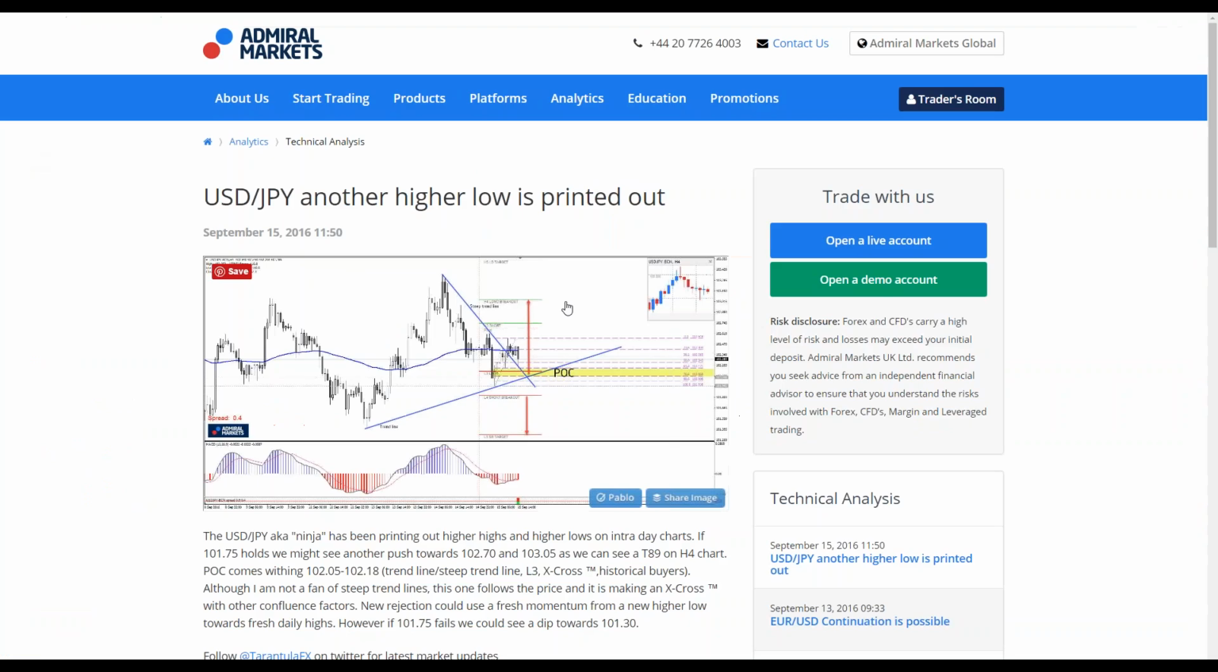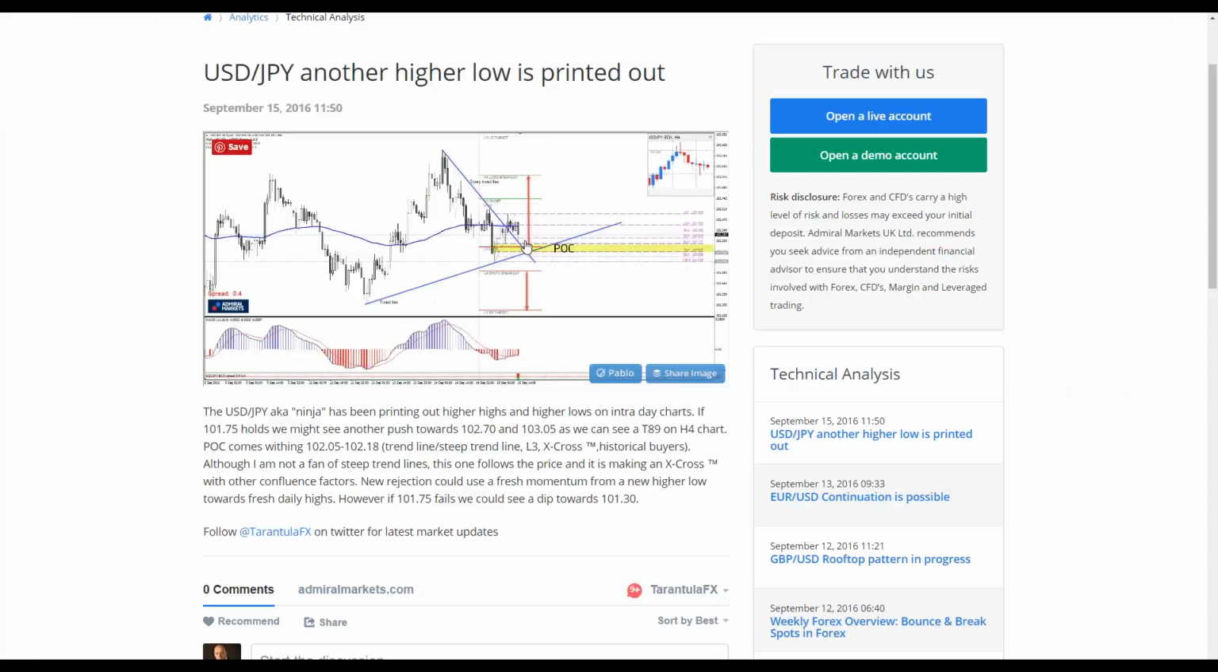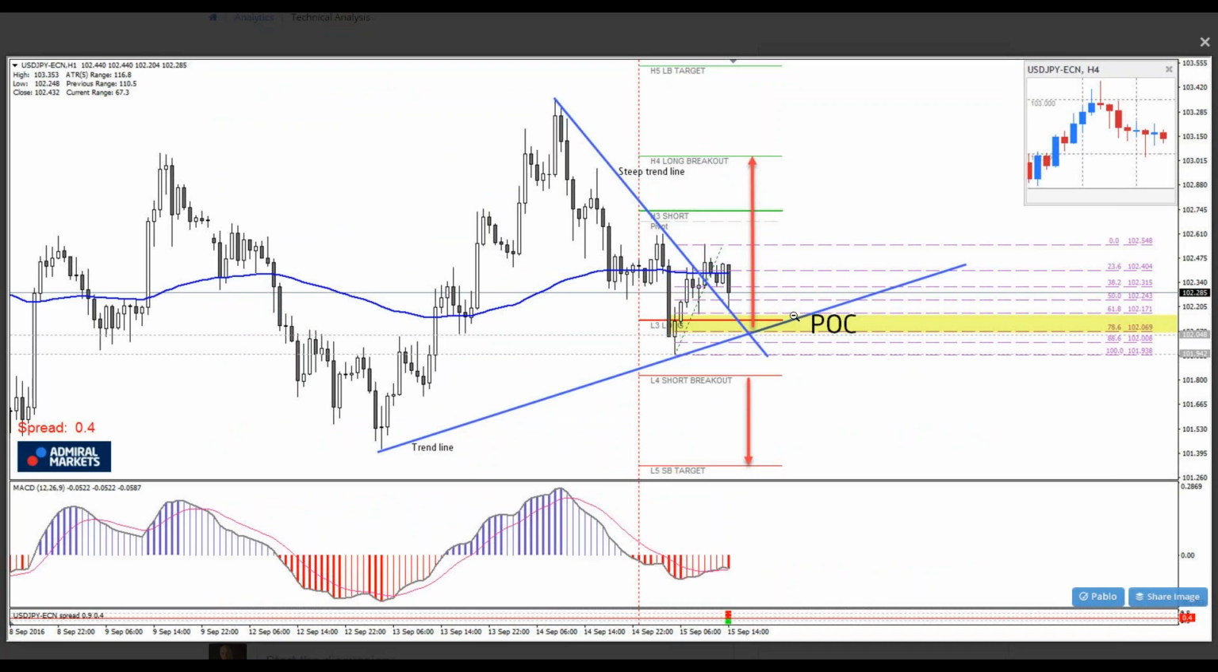So this was the analysis for dollar yen here, and I was very specific. If price gets here from this spot, it should be bought. What happened is the price went a little bit below that, but just a little bit, and it was bought heavily. Really, it was bought heavily. It was like a 70 pip rejection.